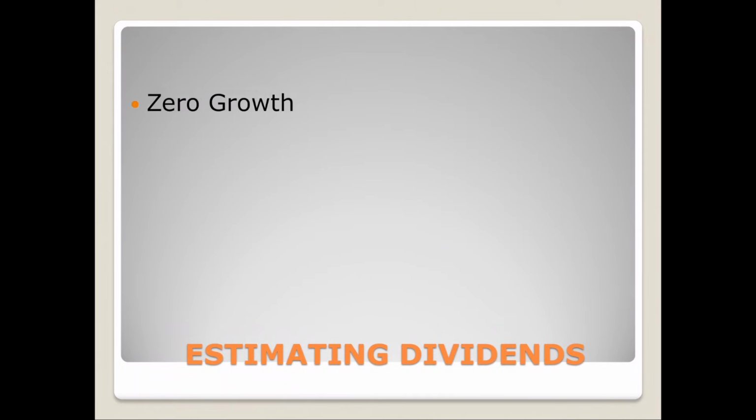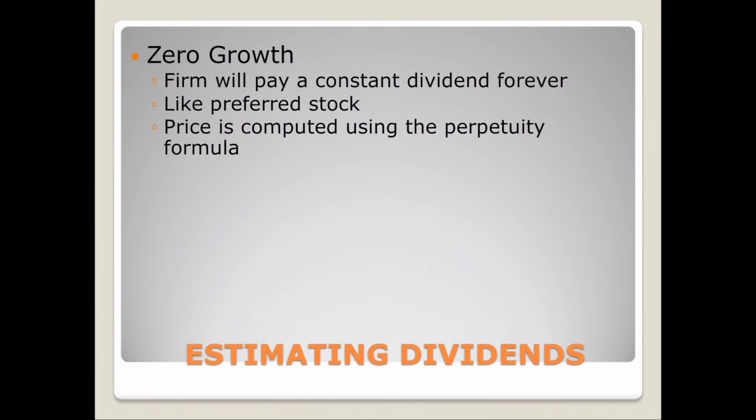The first assumption is that the dividends remain constant, which is called a zero growth assumption. Whenever there is a zero growth assumption, whatever the dividend amount is, it's going to stay that amount forever. So the firm will pay a constant dividend forever. For example, let's say the dividend is expected to be $1. The future dividends for the foreseeable future will simply be $1. This is how a preferred stock typically works. With preferred stock, they have a fixed dividend amount, and that does not change.